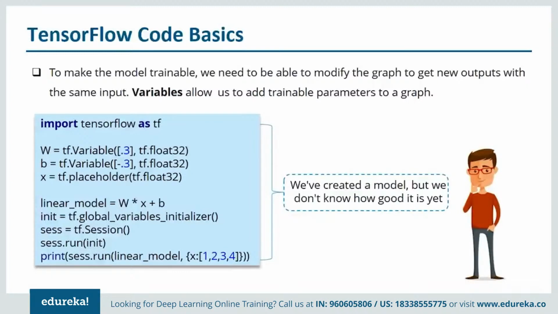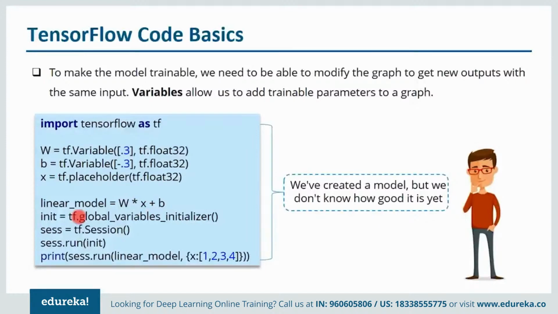In order to declare variables, you can refer to the code in front of your screen. We have taken two variables and one placeholder. The first variable has a value 0.3, the other variable has minus 0.3, and the placeholder will obviously remain empty, and later on we feed in some values to it. Then we create a linear model, an operation in which we multiply W with X, and then add a bias, or a B value, to it.